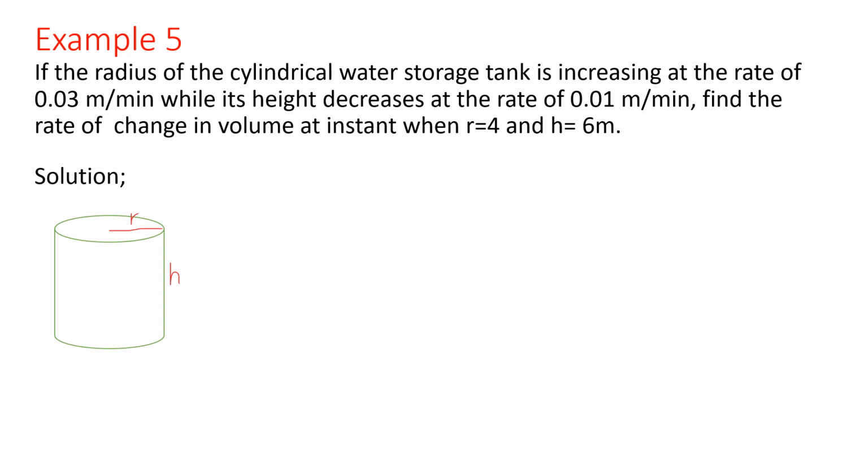So we have the solution. So volume equals pi R squared H. dR over dt equals 0.03 meters per minute. dH over dt equals minus 0.01 meters per minute.